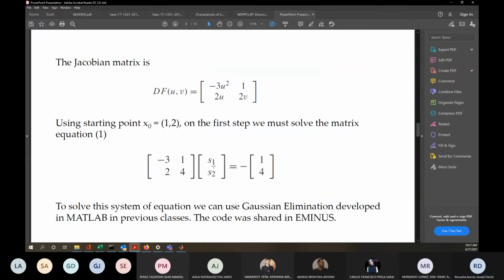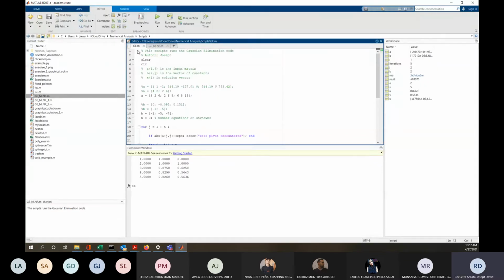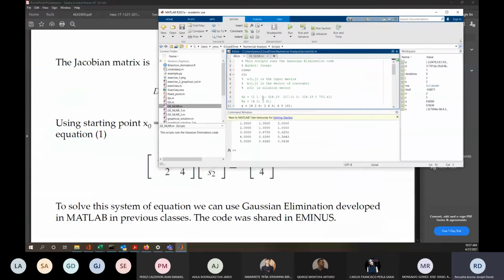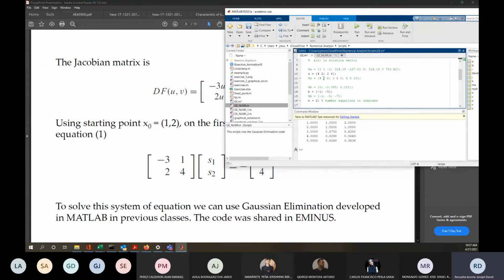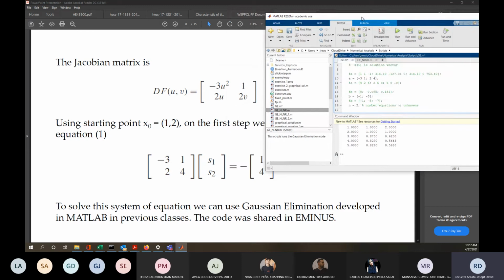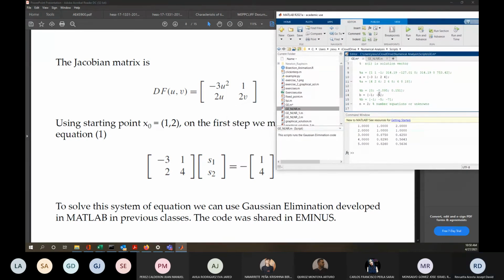we have the solution for S. We can use the first GE value. So what you have to do is comment this out and open the 2x2. Then comment this out and open the 2x2b. I'm going to change the number of unknowns to two, and the vector is -3, -3, 1, 2, and 4. And the vector solution was -1, -4, because we have to include the negative sign. And then I solve it, and the solution was 0 and 1.